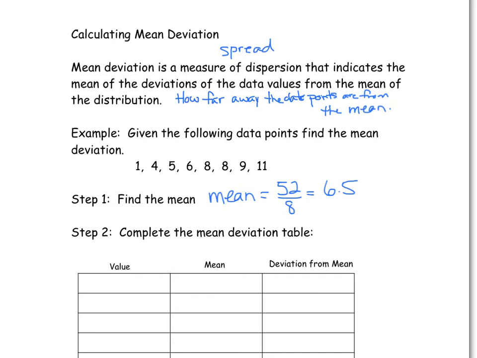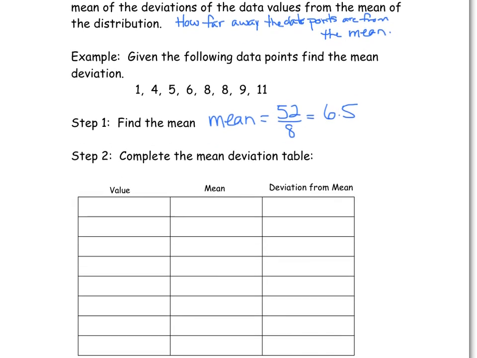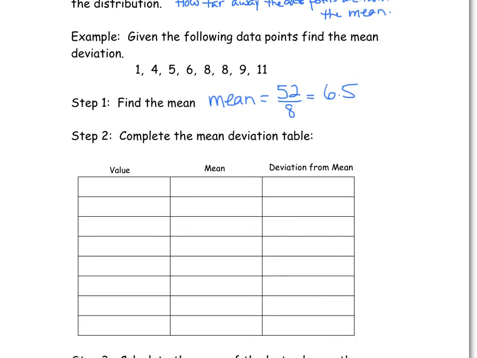So we'll start by writing in the values that were given in the table. So we're just basically writing our list of numbers here in the table. So our numbers were 4, 5, 6, 8, 8, 9, 11. Then we write in the mean. Well, we know the mean is 6.5. So we write that in the whole table.